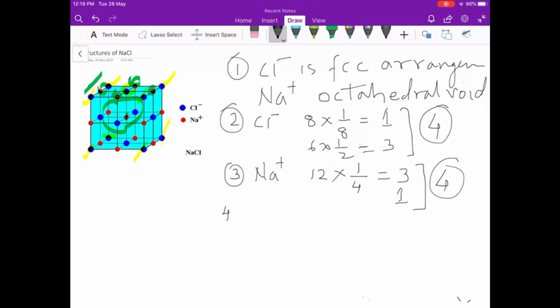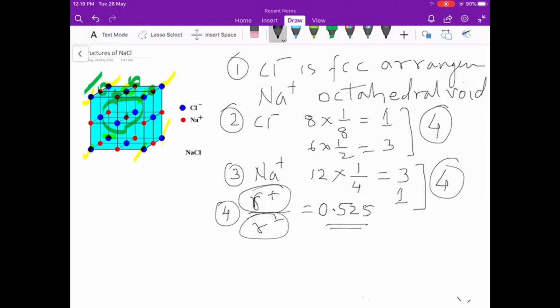Then what is the ratio? Next, the ratio between r plus, which is the radius of sodium, and r minus, the radius of the chloride ion. That ratio in sodium chloride is 0.525. The ratio between this ion, sodium, to chloride, cation to anion, is 0.525.